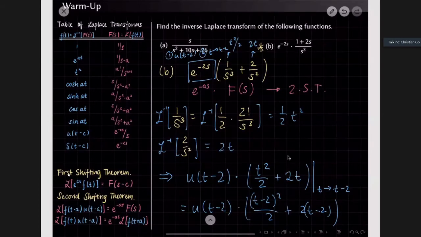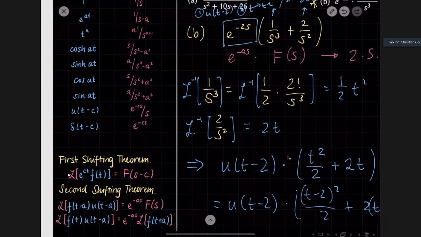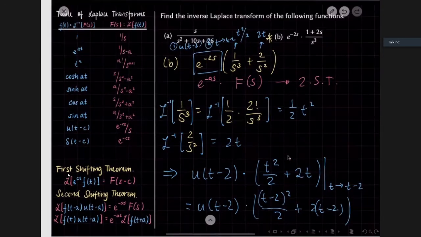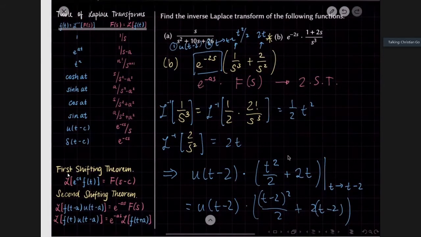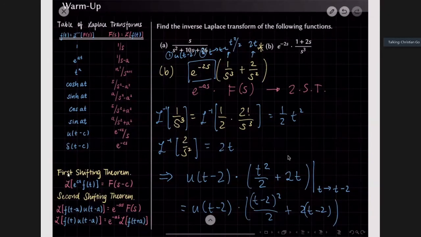Okay, so be very, very careful. What you really need is both a unit step and the original function shifted by 2. These are still the straightforward ones because we're only applying the shifting theorems one at a time. Later, we'll see what happens if we have to apply both shifting theorems in one go.